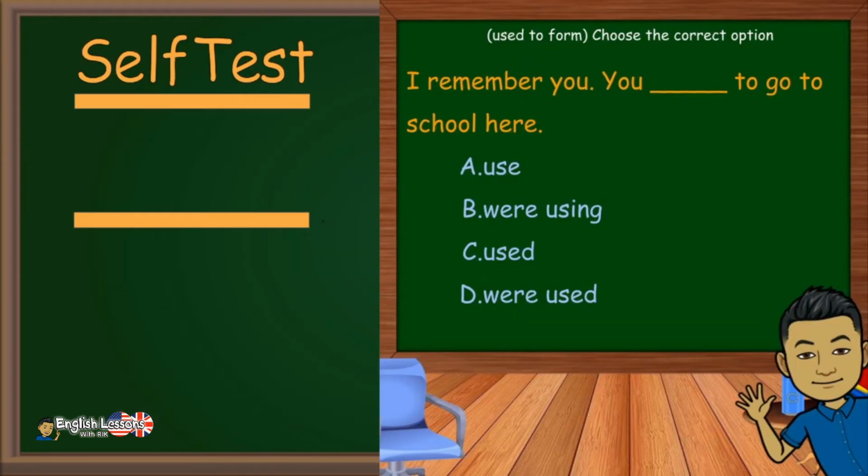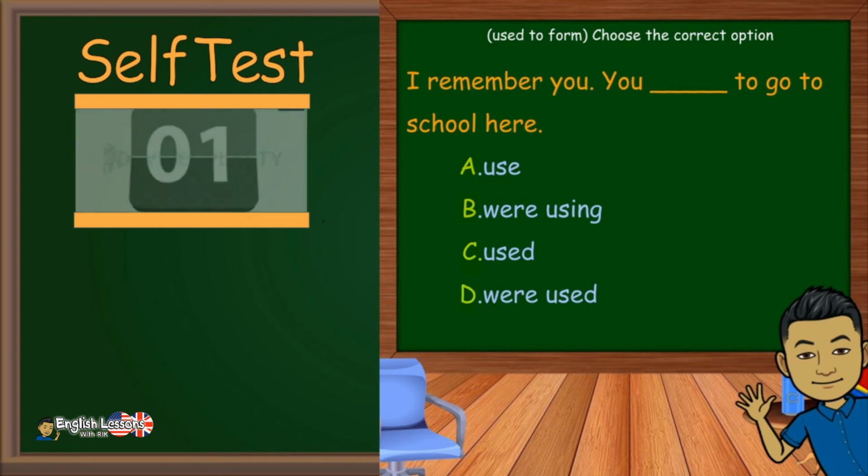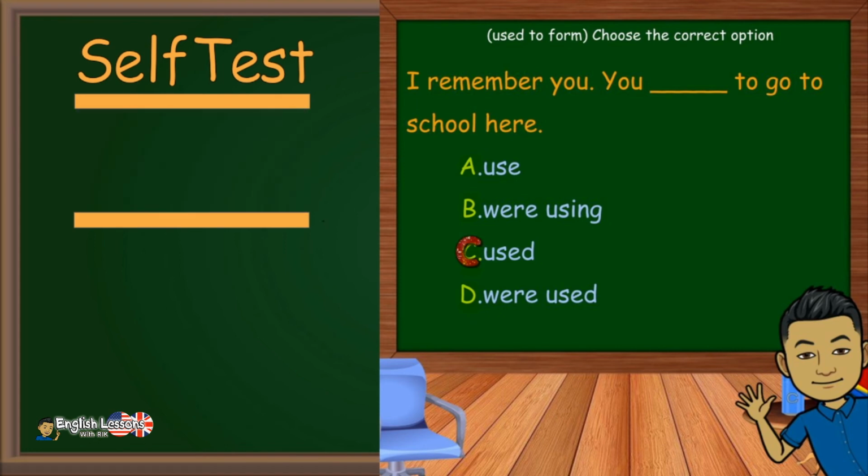Okay, let's practice. Choose the correct option. I remember you. You blank to go to school here. Option A, use. B, were using. C, used. D, were used. You are right. The correct option is C. I remember you. You used to go to school here.